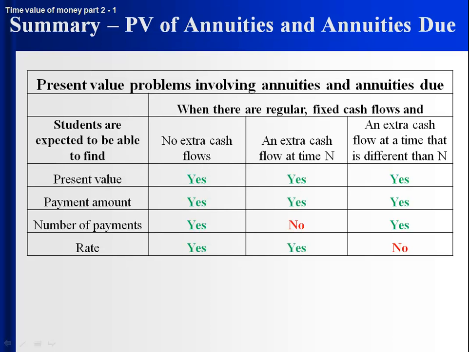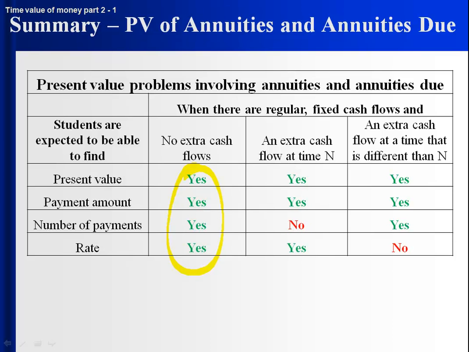I wanted to throw up a slide to summarize what students need to know and be able to do and be able to understand with respect to the present value of annuities and annuities due. If there's no extra cash flow, so it's just a straight up annuity or annuity due, they should be able to find the present value of those cash flows, also the payment amount, the number of payments, and the rate. So if there's no extra cash flows, be able to be comfortable with all of those.